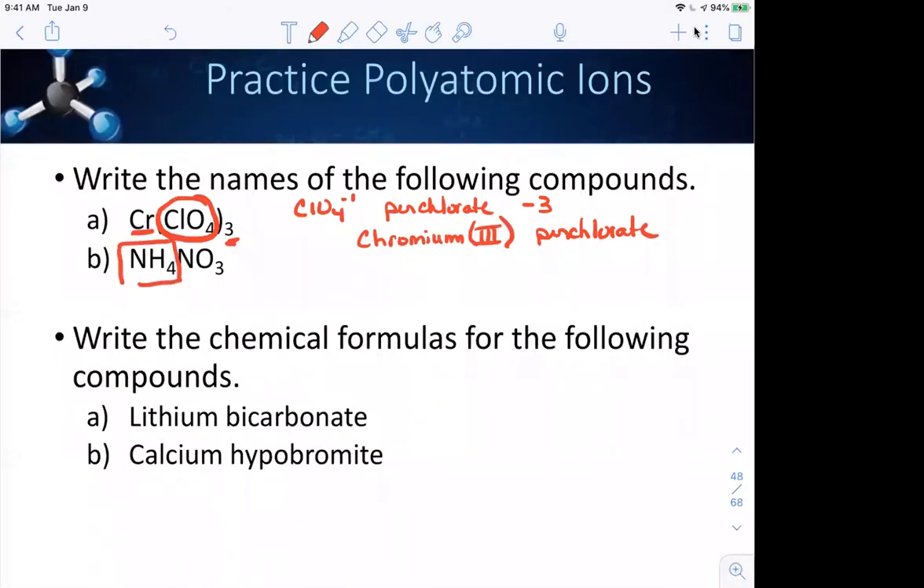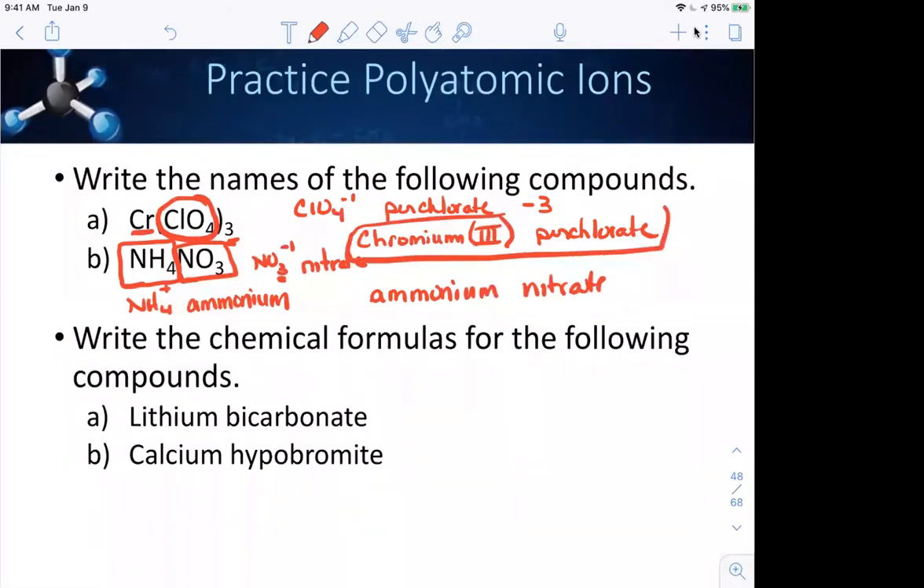Here is my only cationic polyatomic ion. This is ammonium, which is a +1. This guy, NO3 -1, that's got the more oxygen, so it's nitrate. So I would call that ammonium nitrate. So those are the answers to those namings.